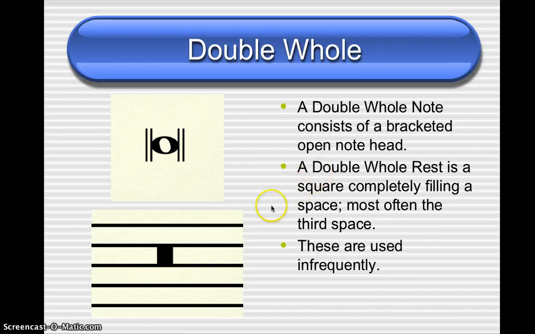A double whole rest is this rectangle thing down here. Notice it fills up the entire space. In this case, it fills up the third space. Sometimes, depending on how the music's written, it might be in a different space, but most commonly it's going to be in that third space, and it fills up the entire space. These are very rare, but hey, someone has to teach them to you, so it might as well be me.